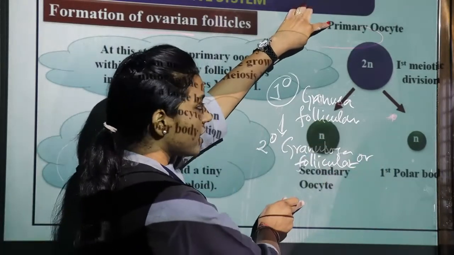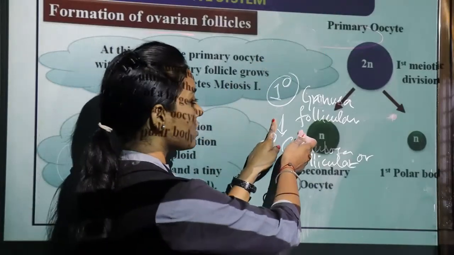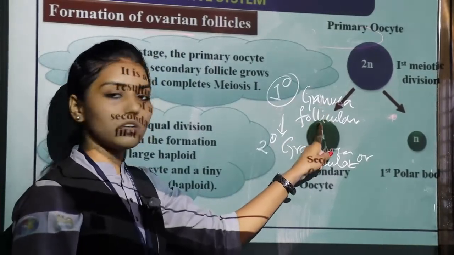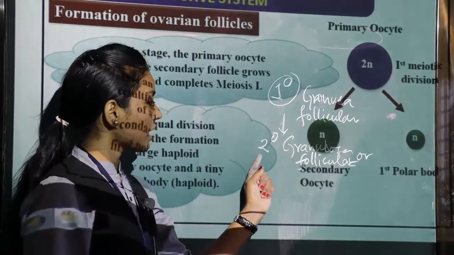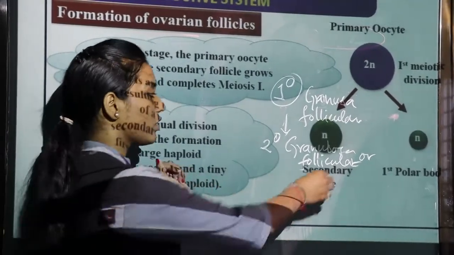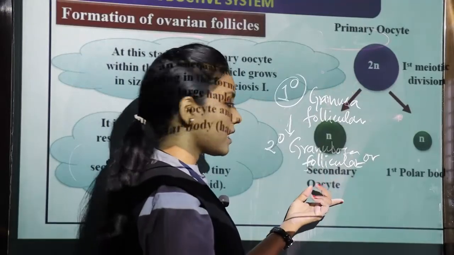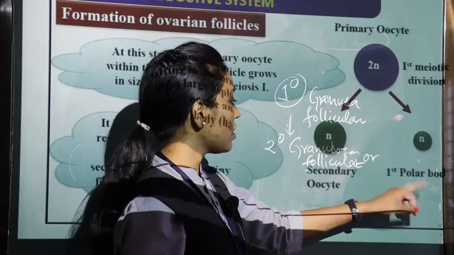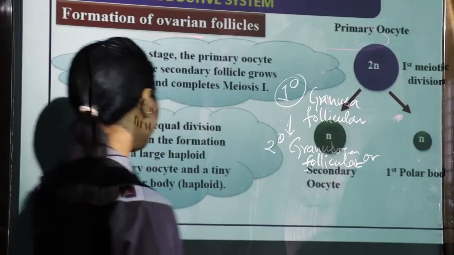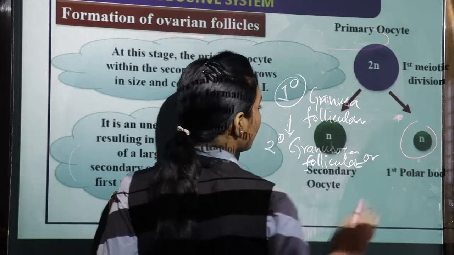From here to here, in the formation, two main events occur. The first is formation of primary granulosa or primary follicular cell development, and the second is secondary granulosa or secondary follicular cell development. Then when the secondary oocytes are being developed, the first polar body develops. This first polar body is haploid in number.